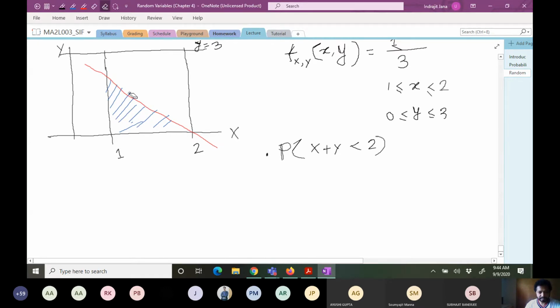We will be doing integration of this PDF on that region. So this probability is going to be a double integration of the joint PDF f_XY(x, y) dx dy, or you can do dy dx, whatever.